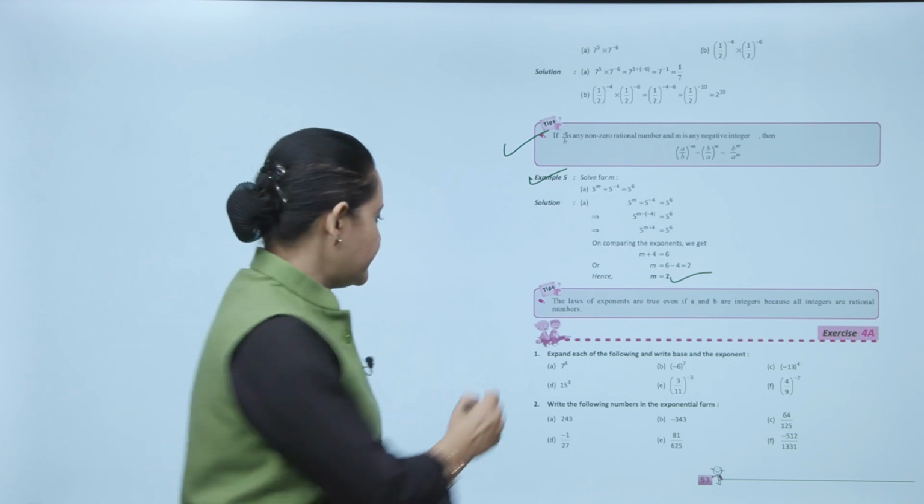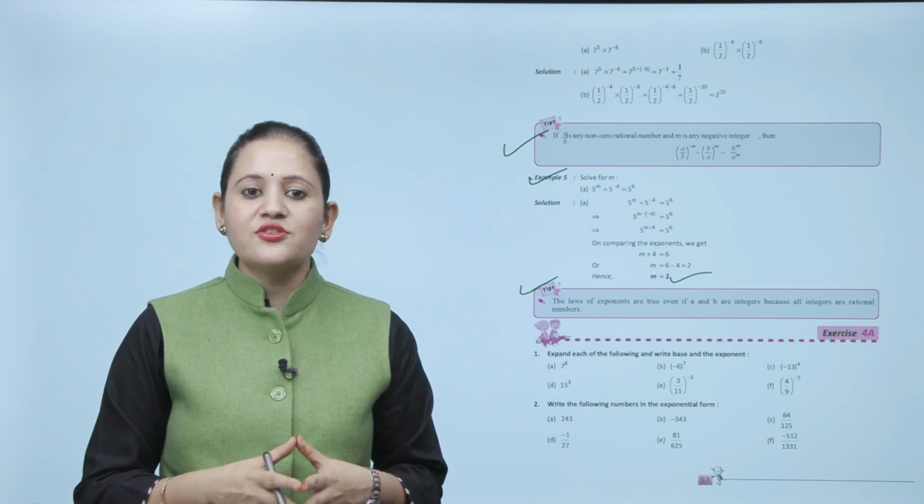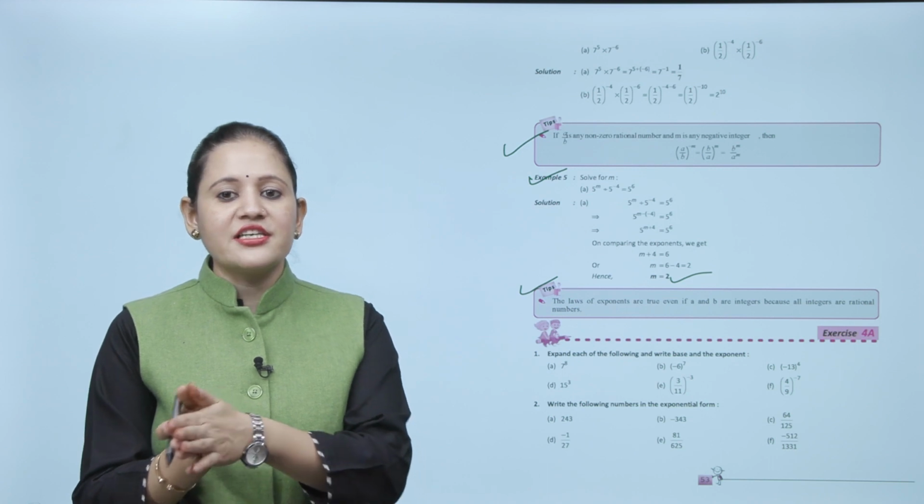Now, tips. The laws of exponents are true even if a and b are integers, because all integers are rational numbers.